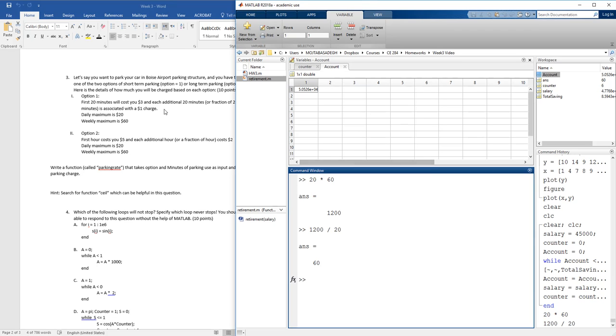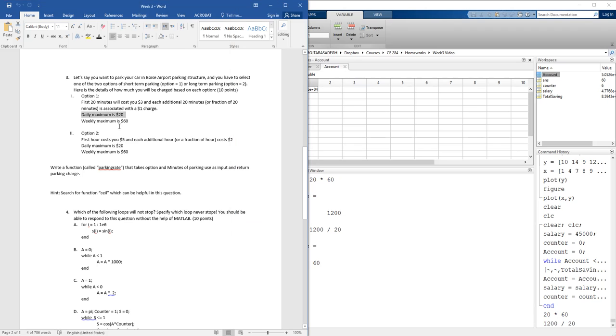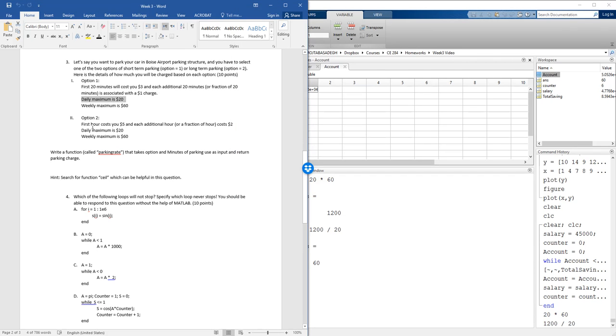And not only that, if you have several days, if you have 5 days, 5 times 20 is 100, but you cannot charge more than $60 per week. So basically, you have these constraints of daily and weekly charges that you have to take into account when you're writing your function. And option 2 is the long-term one, which is hourly. First hour will cost you $5, and each additional hour will cost you another $2. Daily maximum is again $20, and weekly maximum is $60.